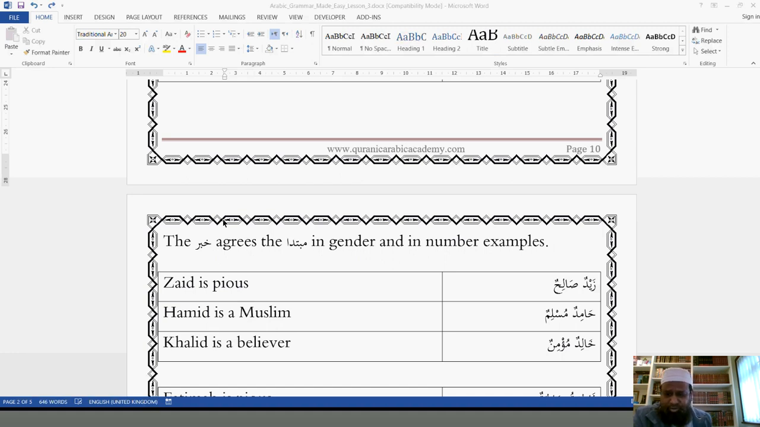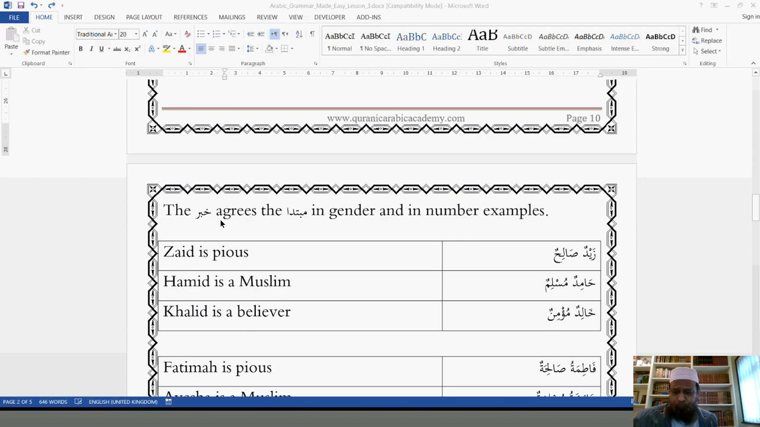So Zaydun is masculine, Salihun also masculine. Zaydun is singular, and Salihun also singular. It gives one meaning: Zayd is pious. Hamidun Muslimun. Hamid is a Muslim. Khalidun Mu'minun. Khalid is a believer.